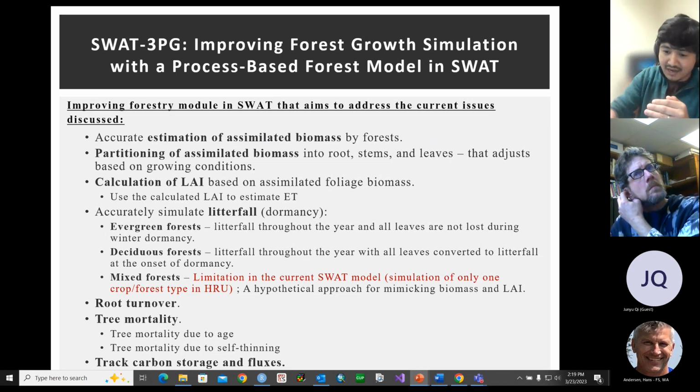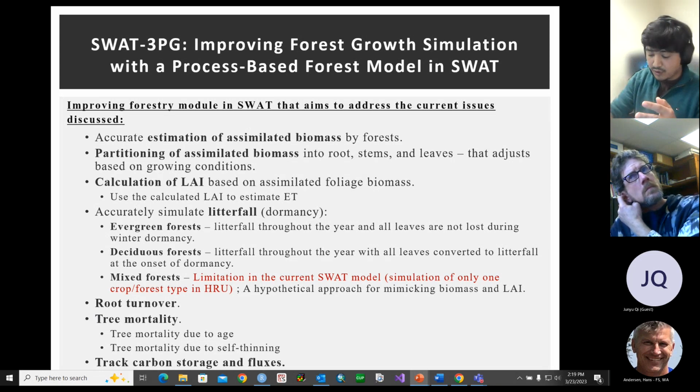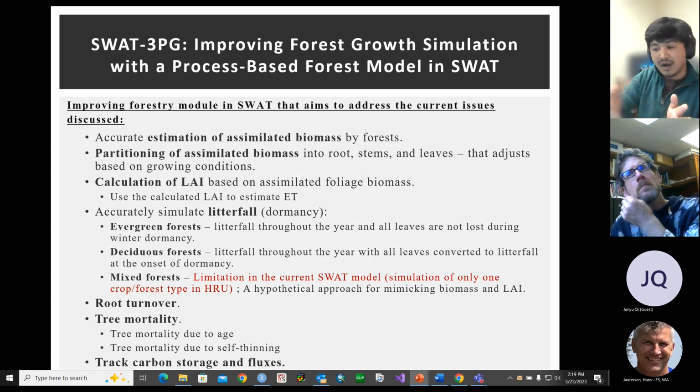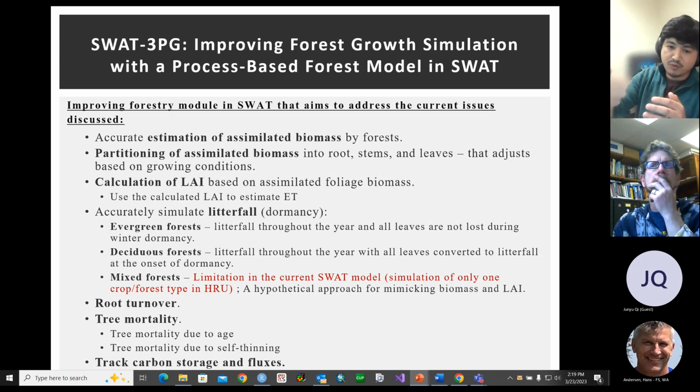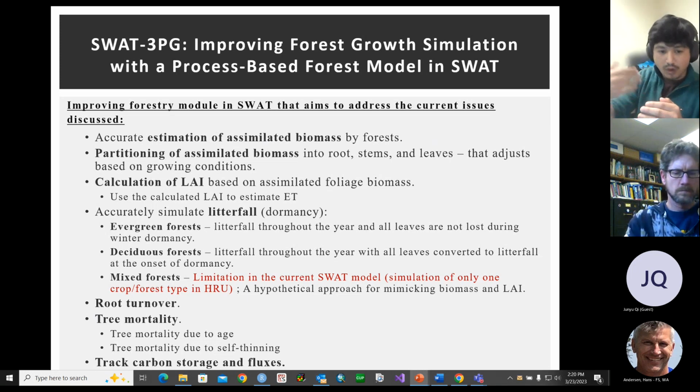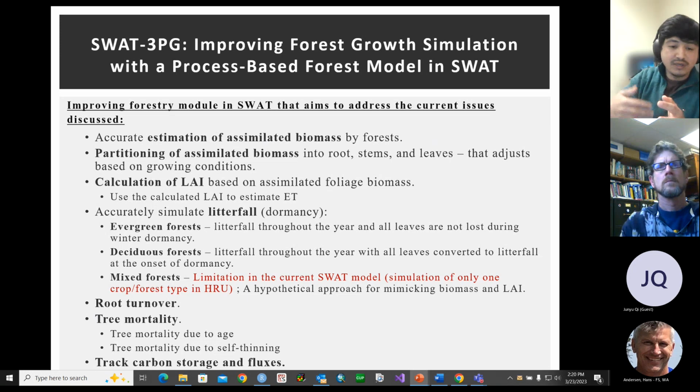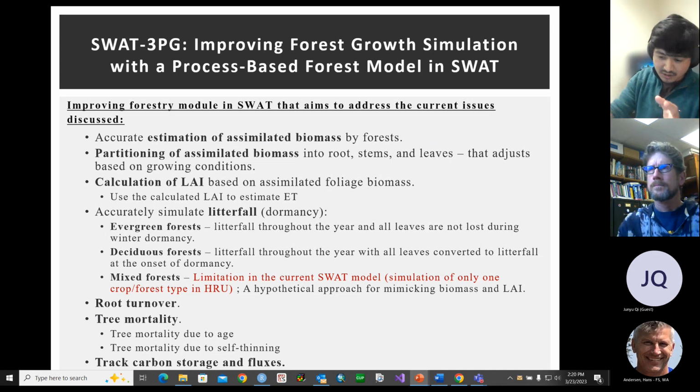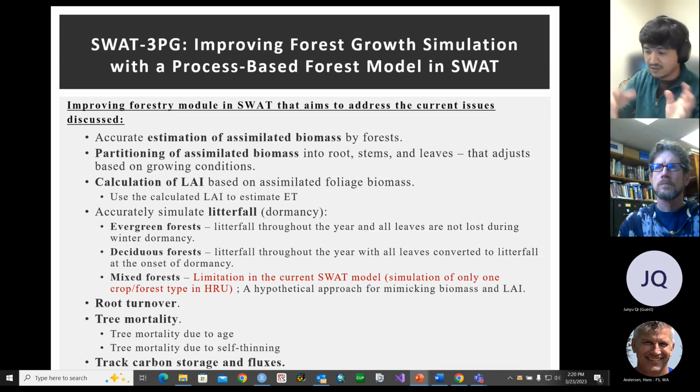We also improved LAI, and along with the improvement in carbon fluxes, we could also improve the hydrological and the water quality simulation as well, right? And we also improved the litter fall in evergreen, deciduous, and mixed forest systems, and that is critical because the carbon loss associated with foliage loss is different for an evergreen system versus a deciduous system and a mixed forest system, right?